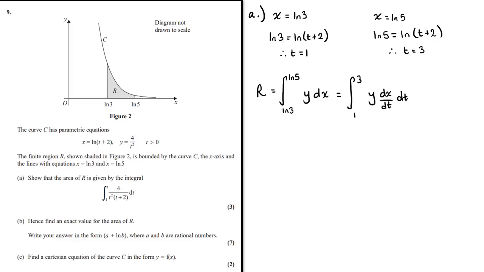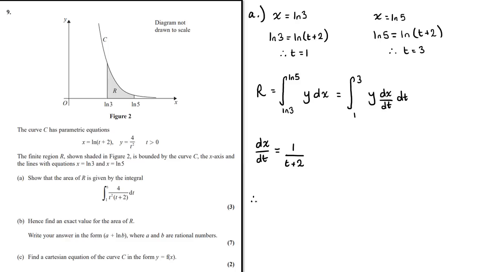Therefore, we need to find dx by dt. That means we need to differentiate x with respect to t. As this is the natural logarithm of t plus 2, if you were to differentiate this t plus 2, that would give you just 1. So what we simply get here is 1 over t plus 2. Nothing complicated about that. So that's dx by dt. So now we've got everything we need. We already know y is equal to 4 over t squared.